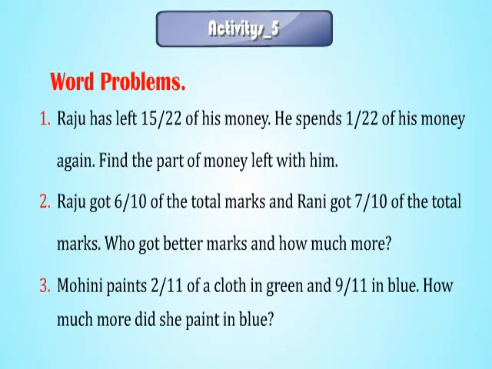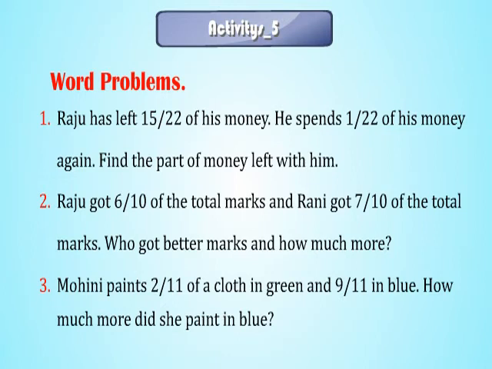Word problems. Raju has 15 by 22 of his money left. He spends 1 by 22 of his money again. Find the part of money left with him. Raju got 6 by 10 of total marks and Rani got 7 by 10 of the total marks. Who got better marks and how much more?